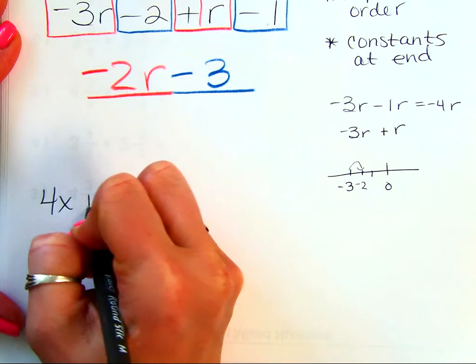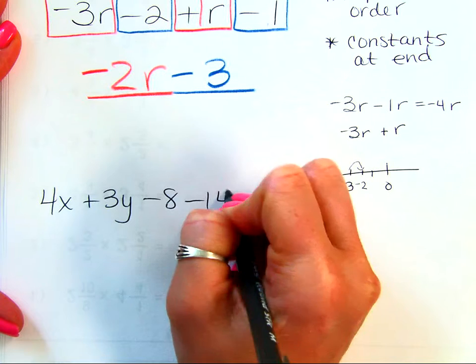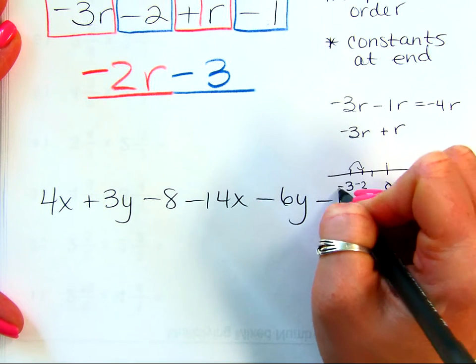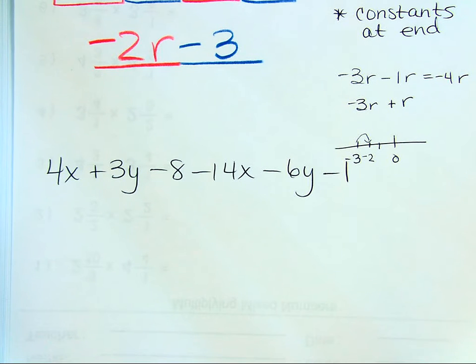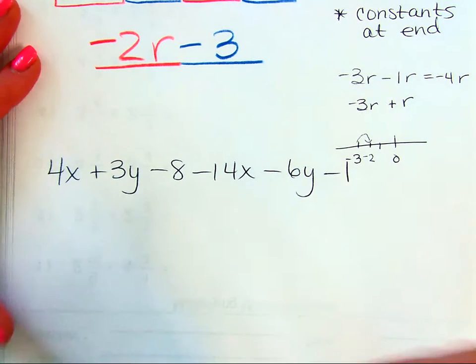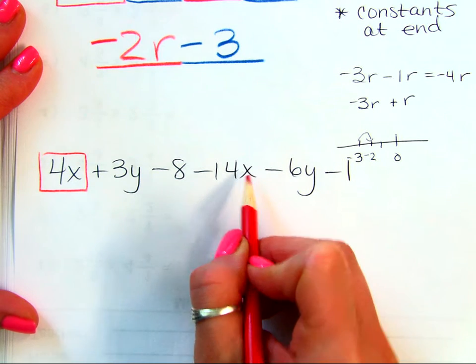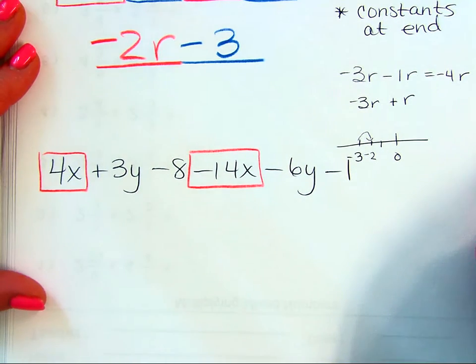4x plus 3y minus 8 minus 14x minus 6y minus 1. How many markers do I need? Because I have x's, I have y's, and I have constants, right? So let's start out with this one and this one. But I need to put that box around the negative. I'm on blue. You with me?